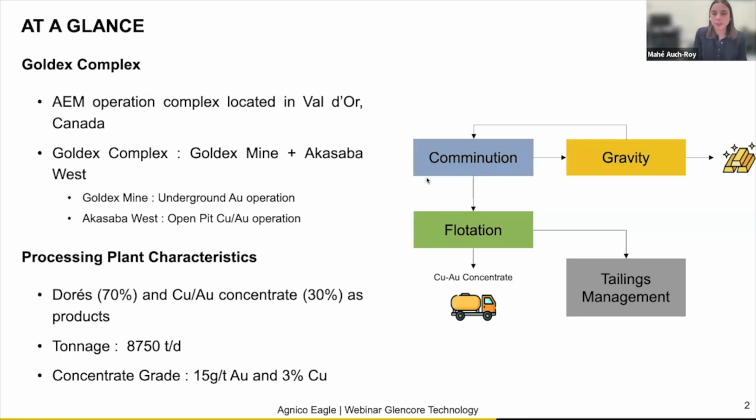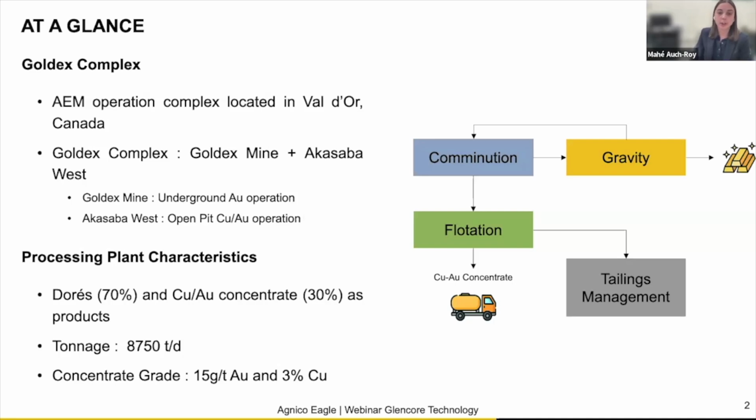So just a quick introduction to give you an overview of the Goldex complex. It is located in Val d'Or, Canada, and it's part of Agnico Eagle's operation. The complex includes 2 mines. So the first one is the historic Goldex mine, which is an underground gold operation, and the Akasaba West mine, that is an open pit copper and gold operation that began production in 2024.